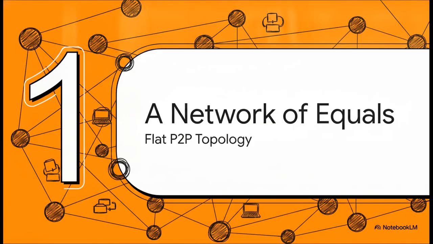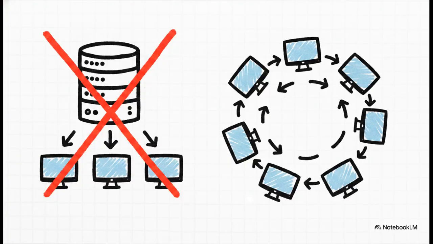Starting off with Section 1, a network of equals. To really grasp this, we have to look at its flat topology. The absolutely crucial thing to understand here is that there are no boss nodes. None. Every single participating computer is a peer. They're all technically equal, providing and consuming network services at the exact same time. It's built entirely on reciprocity, you see.